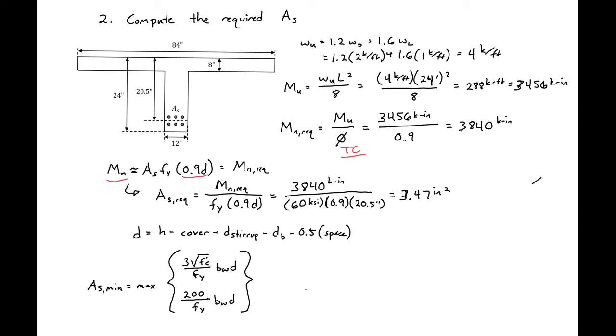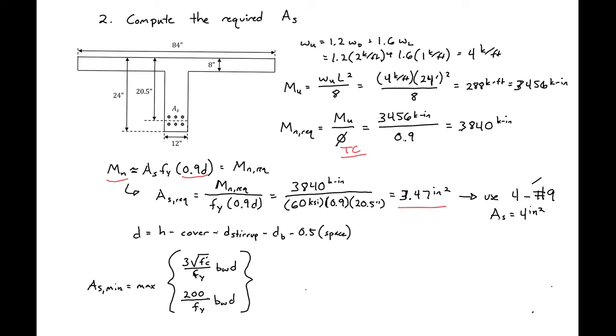So we can take this 3.47 to a design aid and see what size of bars and what number of bars would be best for this case, or we can just use our knowledge of the bar area and come up with a try. So I'm going to try using 4 number 9 bars. And this is going to give us an area of 4 times 1 square inch, so 4 square inches. So we're going to use this moving forward.